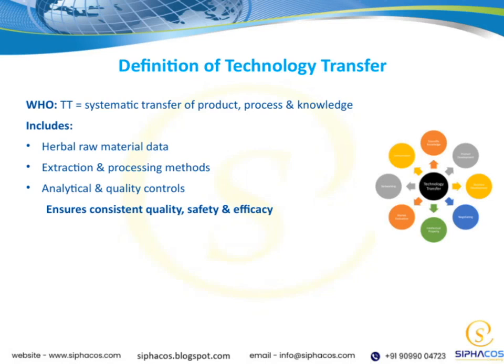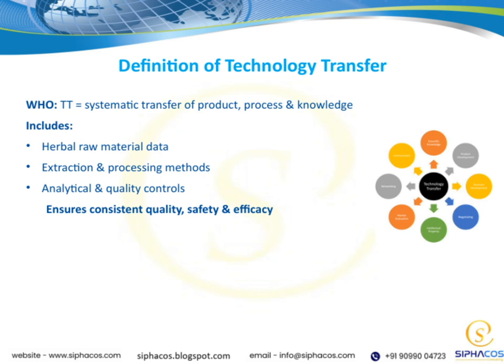Let's start by understanding what we mean by the definition of technology transfer. Essentially, technology transfer, or TT, is a systematic process. It involves carefully moving or sharing product information, processes, and knowledge from one setting to another. Now, when we say systematic, we mean it's organized, thorough, and ensures nothing is overlooked. This process includes several key components.